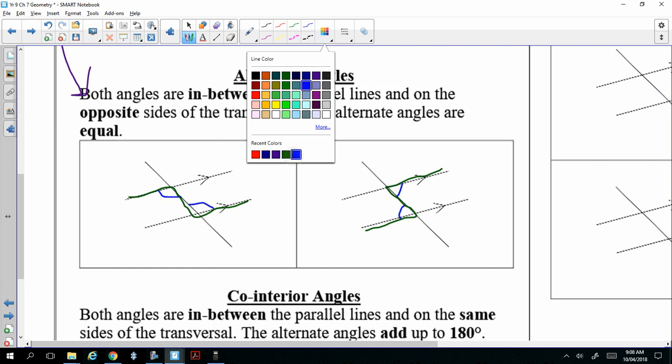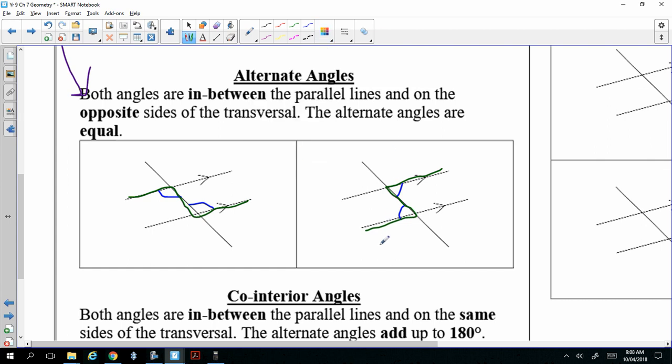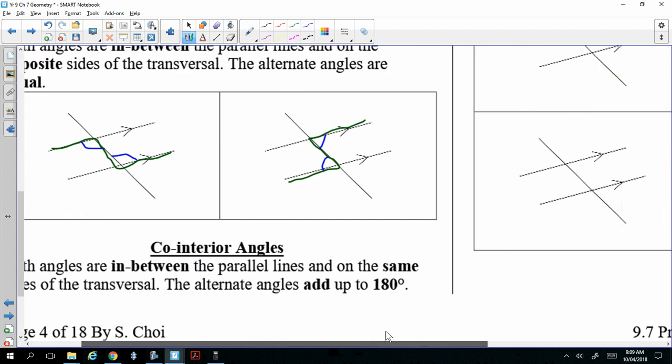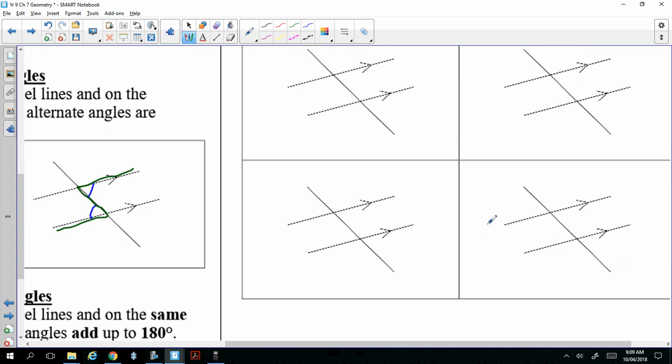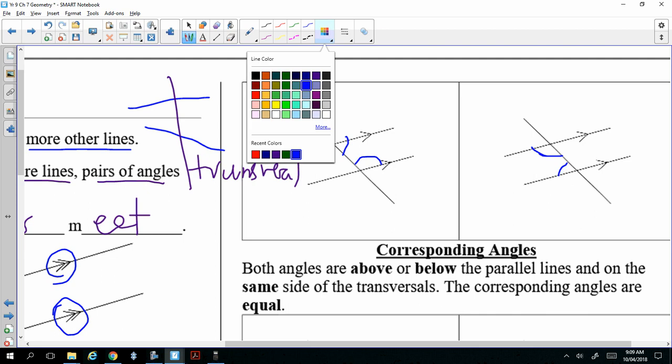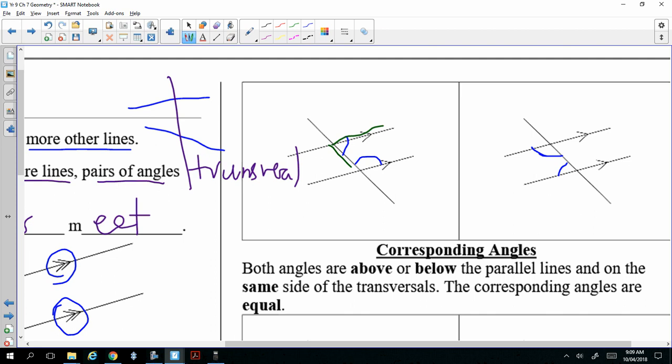The next one is called co-interior angles. It's also in between two parallel lines, but it's on the same side. So that's why it's called co-interior. Co means common. Like that, and then like that. Co-interior. And the way we remember that, you form a letter C. Yep, they do add up to 180.